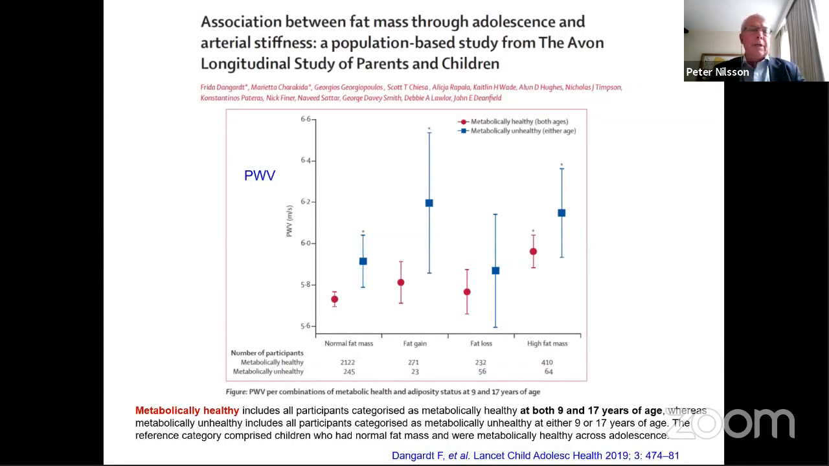But it's not only early life and childhood. Here we see a study from adolescents and the development of pulse wave velocity in two groups. In red, the metabolically healthy children and adolescents, and in blue, the metabolically unhealthy children and adolescents. And you see that the fat gain, the increased obesity, will impact the more rapid increase of pulse wave velocity in these children. So later in life, they are probably at risk of cardiovascular disease based on this.